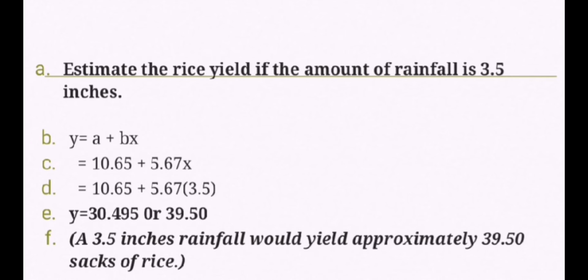Letter A. Estimate the rice yield if the amount of rainfall is 3.5 inches. To compute it, this is the formula. y equals a plus bx. y equals 10.65 plus 5.67x equals 10.65 plus 5.67 times 3.5. y equals 39.495 or 39.50. A 3.5 inches rainfall would yield approximately 39.50 sacks of rice.